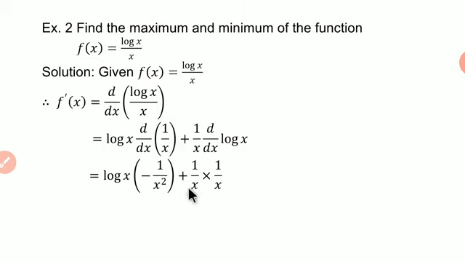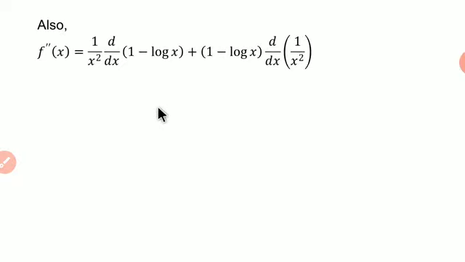If we take 1 upon x square as a common factor, we get f dash of x is equal to 1 upon x square multiplied by 1 minus log x. Now if we again differentiate this, we get the double derivative. It is f double dash of x is equal to 1 upon x square into d by dx of 1 minus log x plus 1 minus log x into d by dx of 1 upon x square.